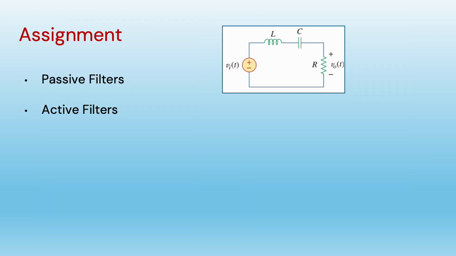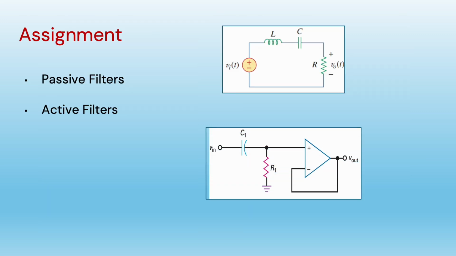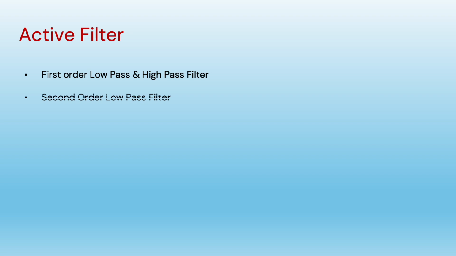The assignment includes passive filters and active filters. Passive filters, as discussed, have R, L and C components, whereas in active filters we have operational amplifier with R and C components, resistance and capacitance. Coming to active filters, we have first order low pass and high pass filters, second order low pass filter, Butterworth high pass filter and Chebyshev low pass filters. We'll do all these experiments.